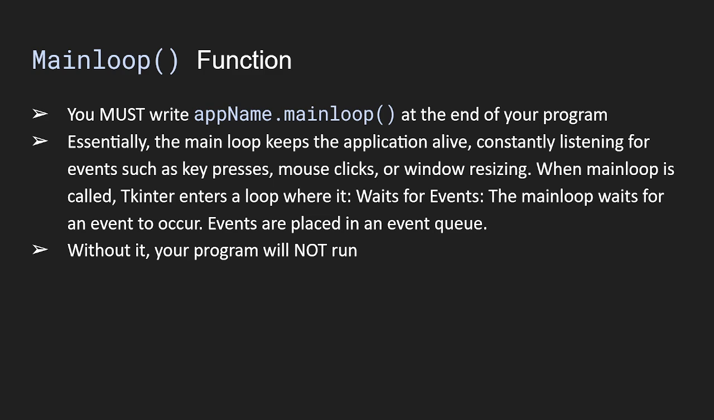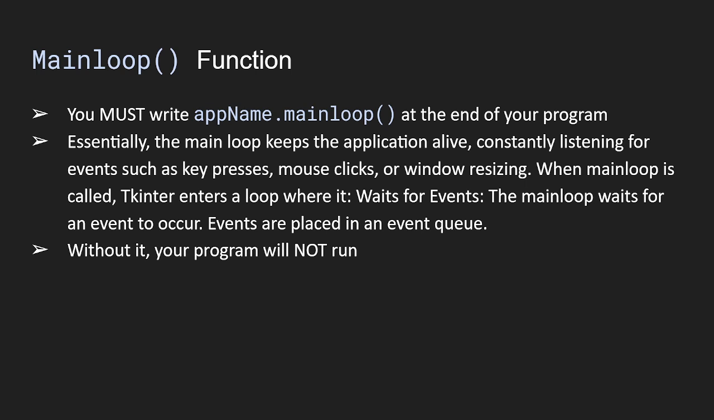When the main loop is called, Tkinter enters a loop where it waits for events and then adds these events to a queue and then responds to these events. And without it, your program will simply not run at all because it's essential to even having a GUI.